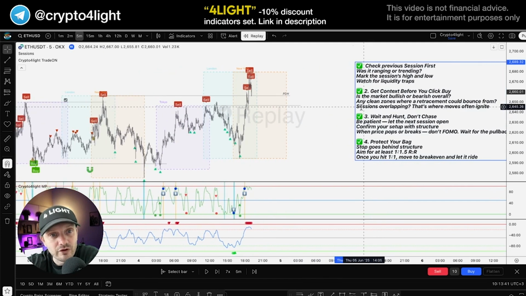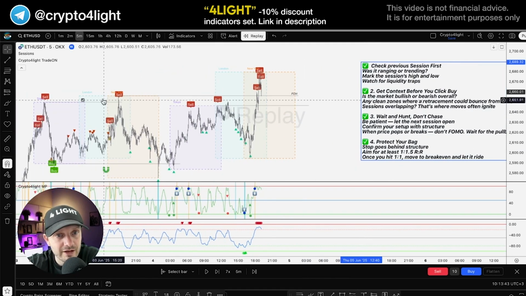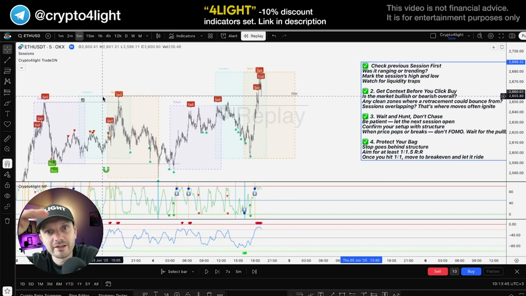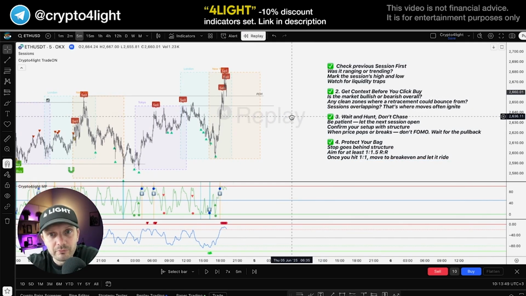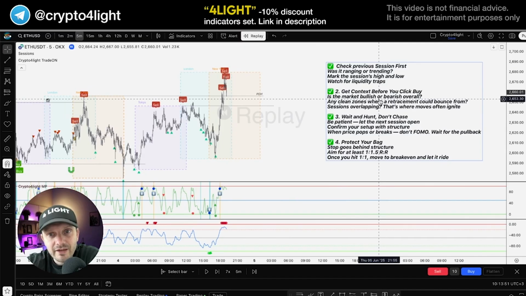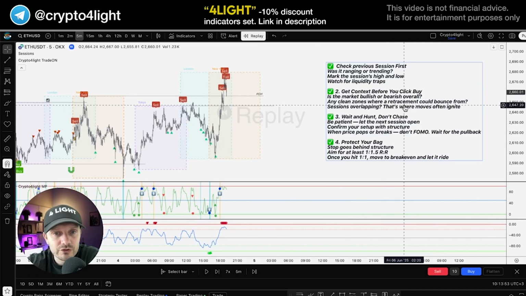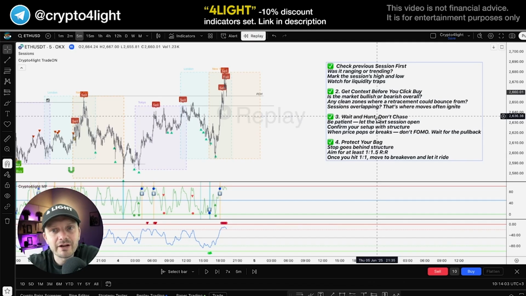Watch for liquidity traps. A liquidity trap can be this magnet or this magnet. So we mark the liquidity level, the realistic stop losses of real people. Next one is get context before you click buy. So you have to understand the context, the global one from the weekly time frame, daily one, trend, context, what's going on around, the news during the upcoming days. If the market is bullish or bearish, right?